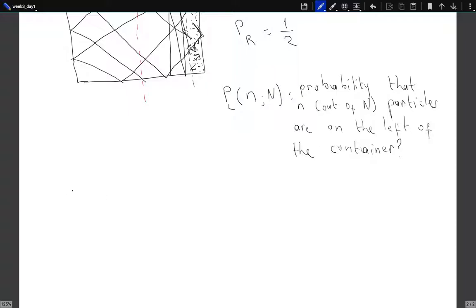Well, we also know certain constraints on these probabilities. So, for example, the probability that none of them is on the left, plus the probability that one of them is on the left, plus the probability that two of them are on the left, etc. If you just sum all the probabilities up to capital N, it should be 1.